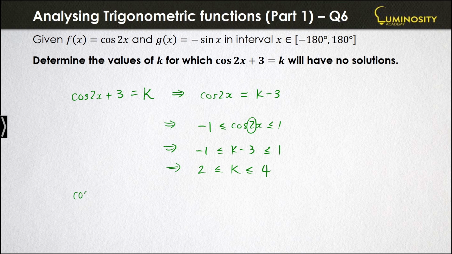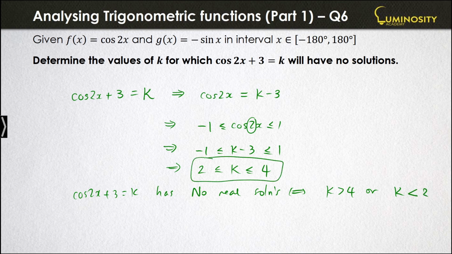So this here, cos 2x plus 3 equals k, has no real solutions if and only if k is either greater than 4 or k is less than 2. Because that falls outside this interval. And if you have trouble seeing that, if you draw a number line, so let's say 0 is here, 2 and 4 is here, then between 2 and 4 is this number line here. That's between 2 and 4. So everything on the outside of this is when that graph will have no solutions. So that's represented by k is less than 2 or k greater than 4, where k is a real number.